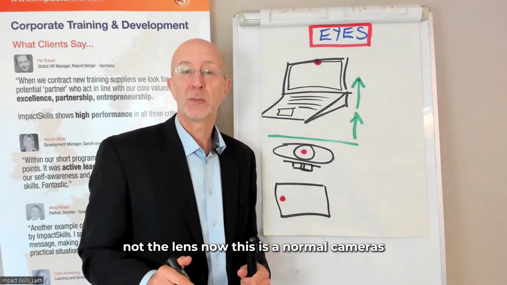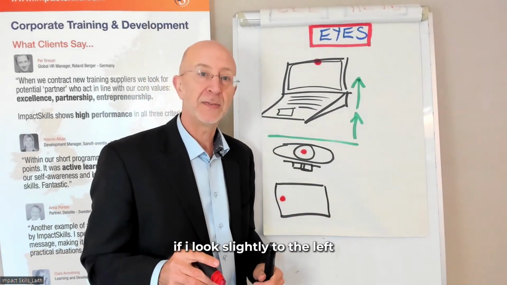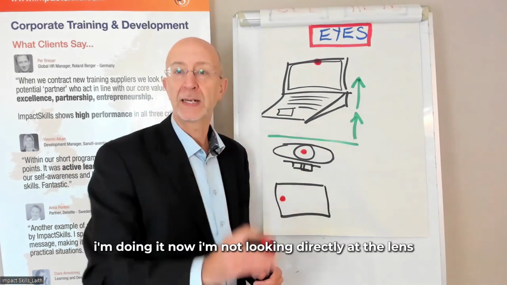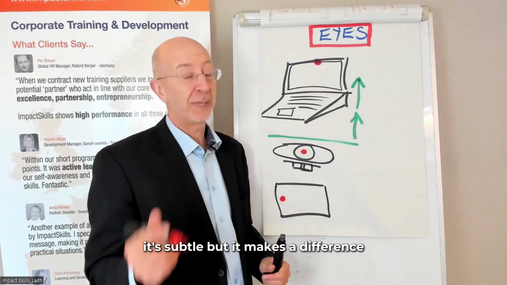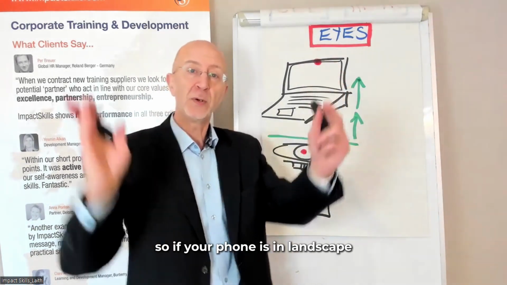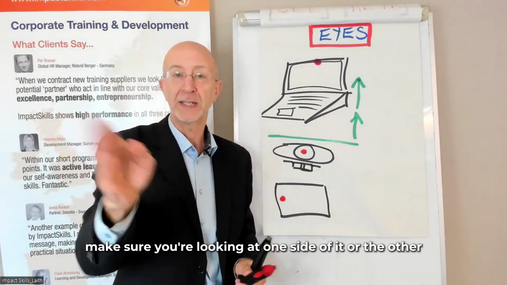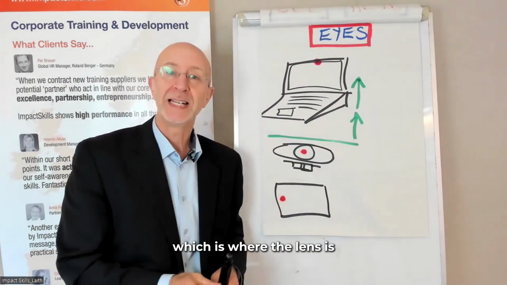Now, this is a normal camera. So if I look slightly to the left, I'm doing it now, or slightly to the right, I'm doing it now, I'm not looking directly at the lens. It's subtle, but it makes a difference. So if your phone is in landscape, make sure you're looking at one side of it or the other, which is where the lens is.